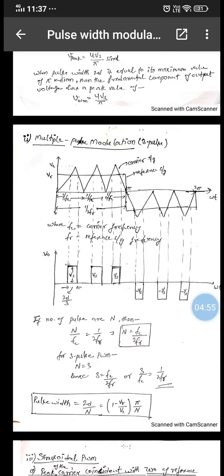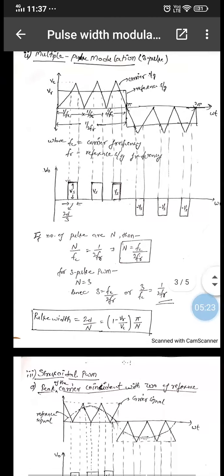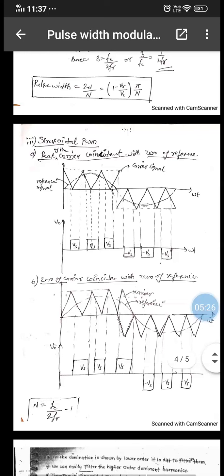As we can see in the second waveform, V0 is the output voltage. So we are getting 3 pulses in a half cycle: 3 positive pulses in the positive half cycle and 3 negative pulses in the next, negative half cycle. And the length we are getting for each pulse is 2D by 3. So this is our multi-pulse modulation. Next is sinusoidal pulse modulation.